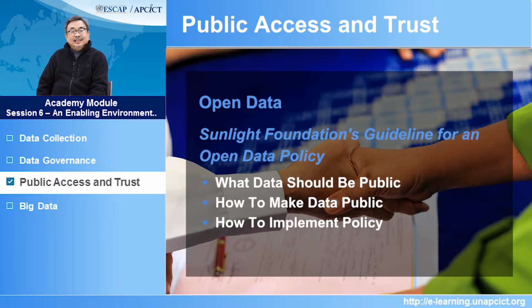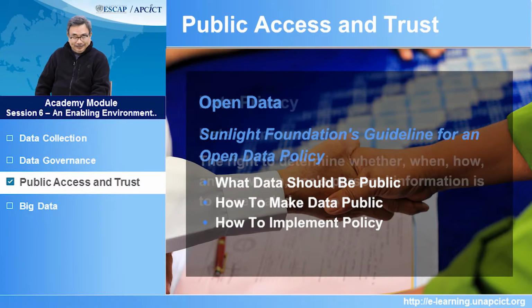The most interesting guideline that I have seen in terms of implementing an open data policy was provided by Sunlight Foundation. And here they make recommendations in 3 areas: what data should be public, how to make data public, and how to implement policy. Institutionalizing an open data policy means more than creating an open data portal. And I would suggest that you look at Sunlight Foundation's guideline for an open data policy in order to make sure that the policy is properly implemented.